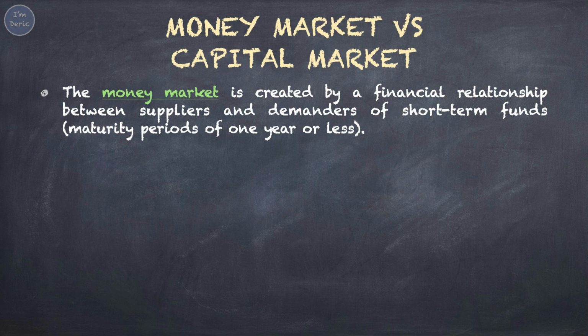Money market versus capital market. The money market is created by a financial relationship between suppliers and demanders of short-term funds, with maturity periods of 1 year or less.